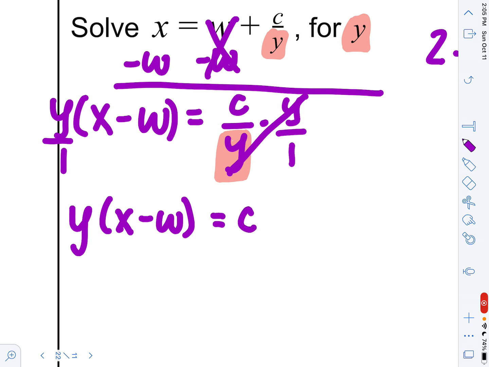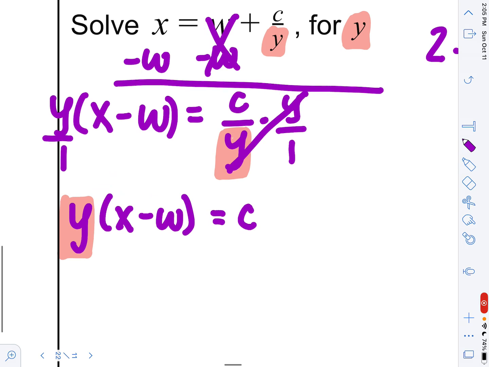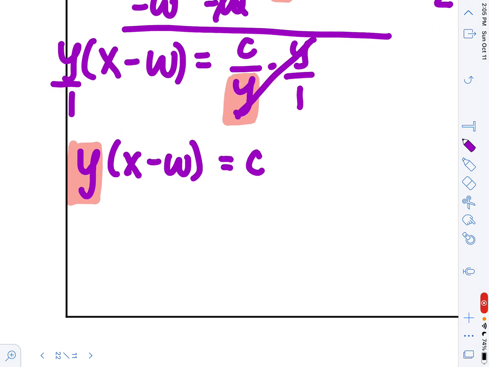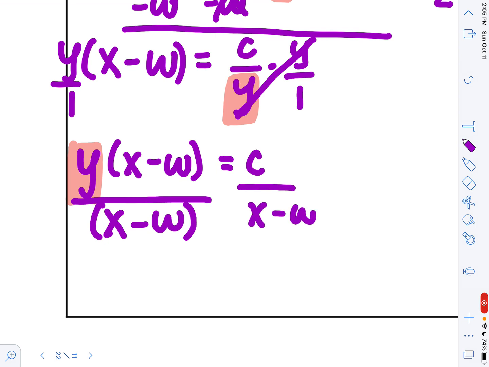Again, I'm going to highlight what I'm trying to get alone because it's not alone yet. Now I just moved it to the other side. Now here's the key. Do not distribute because we're trying to get that y alone. Isn't this y times x minus w? What's the opposite of times? Division. So I'm going to divide each side by x minus w, this whole thing.